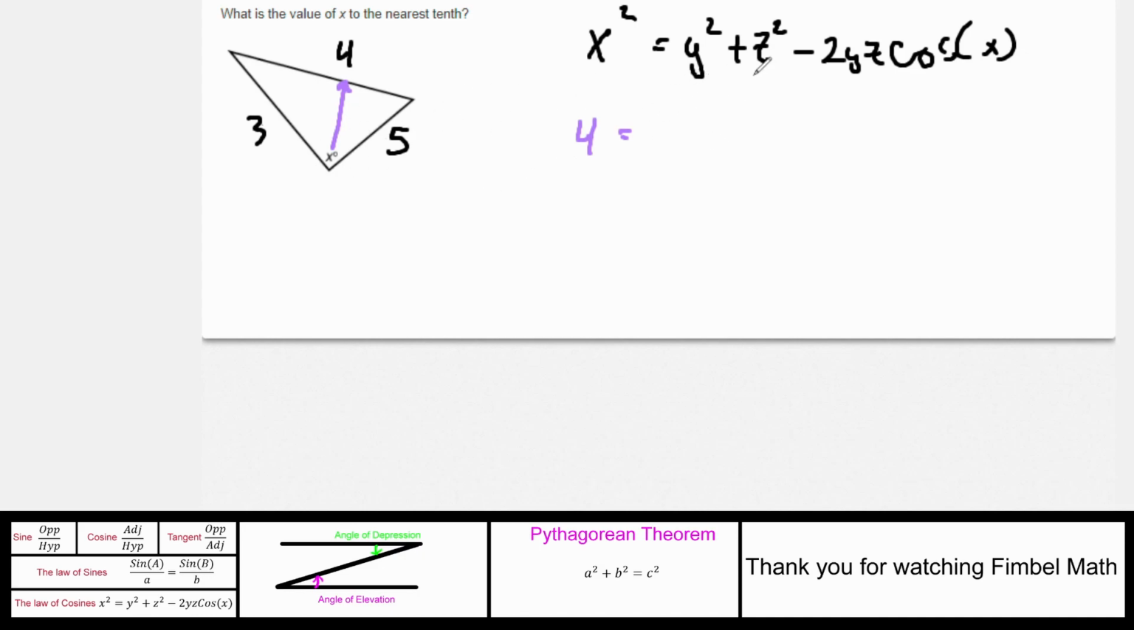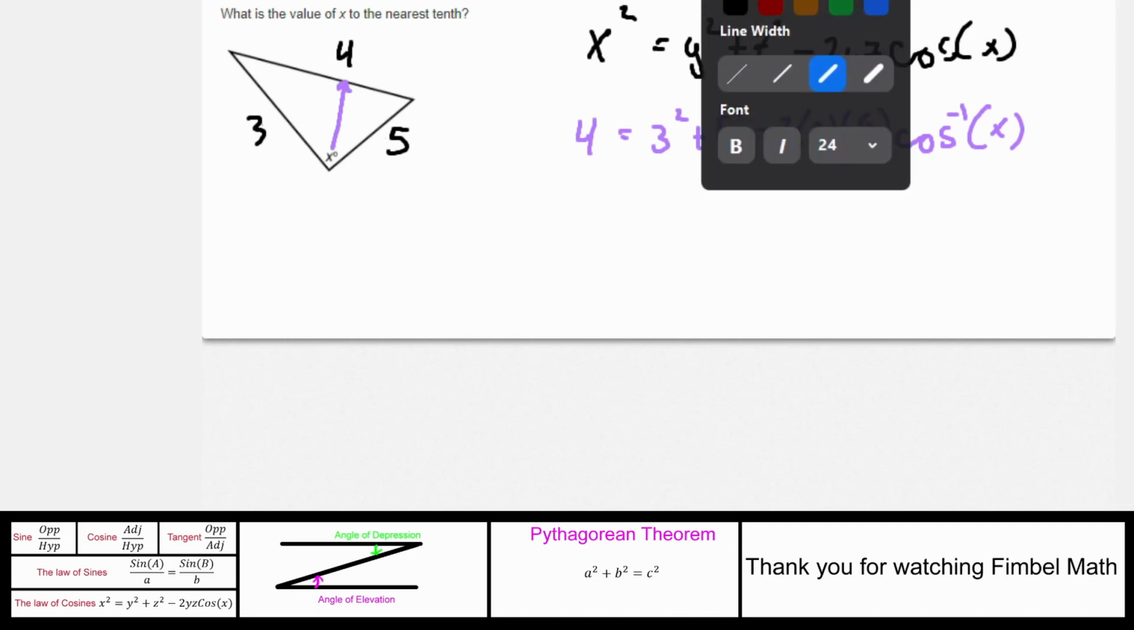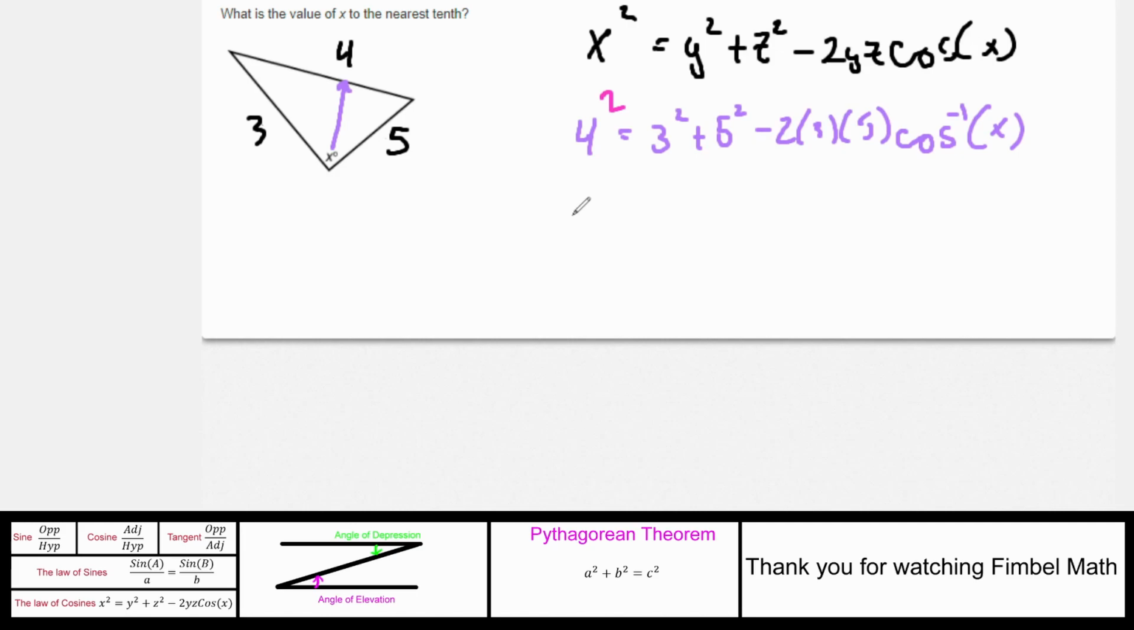So since I have y on the left and z on the right, I'm going to put 3 squared since it's on the left, and then 5 squared for z. It's going to be minus 2 times 3 times 5. And we're going to make one minor change here. Since I'm still looking for an angle, I'm going to make this my inverse or arc cosine, since that tells me what the angle measure is at the end of a problem. Let's start doing, oh, what I forgot. 4 squared is 16. This is 9. This is 25. 2 times 3 is 6, times 5 is 30. And I still have inverse cosine of x.